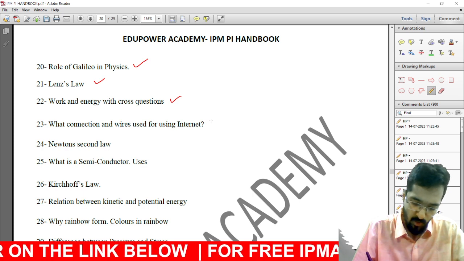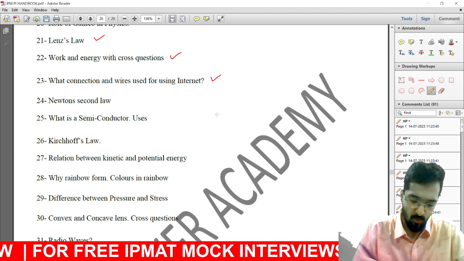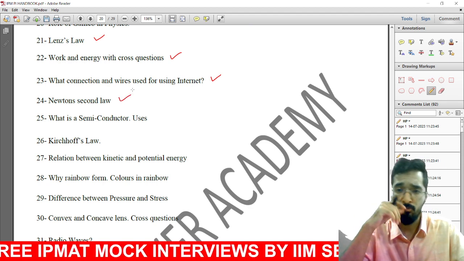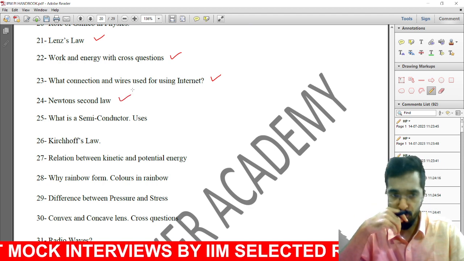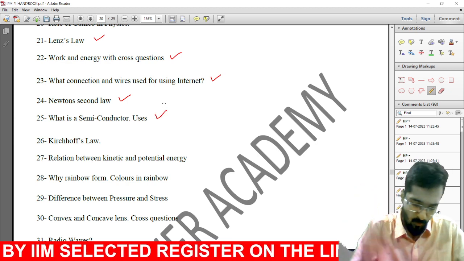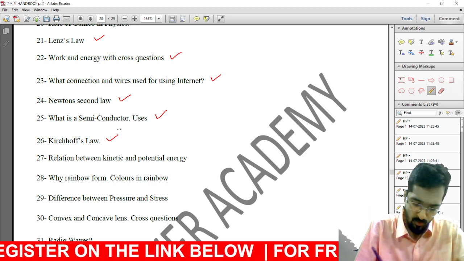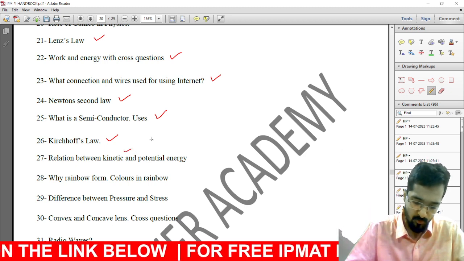What connections and wires are used for using the internet? Basic question. Newton's second law of motion. You should be well prepared with all Newton's laws of motion. What is a semiconductor and what are the uses of a semiconductor? Kirchhoff's law, Kirchhoff's voltage law and Kirchhoff's current law. Relation between kinetic energy and potential energy.